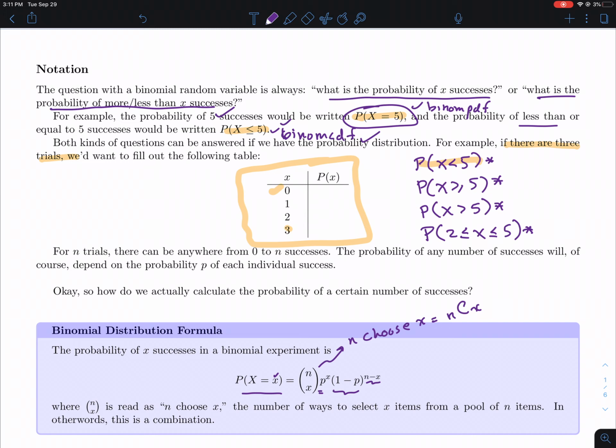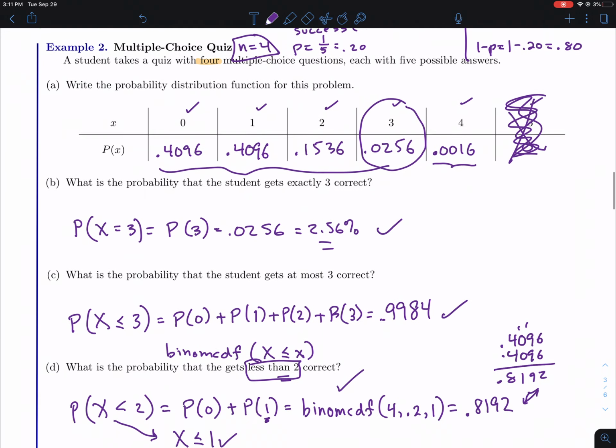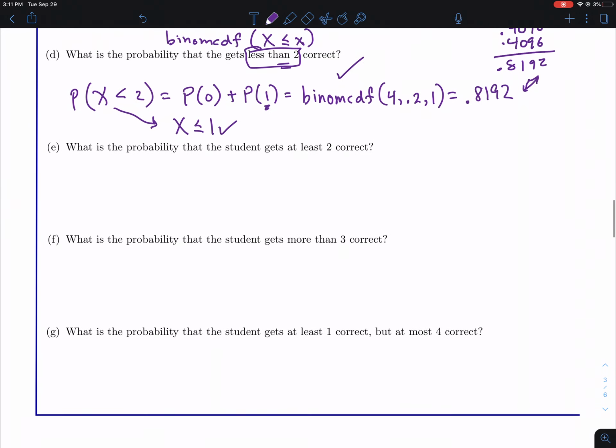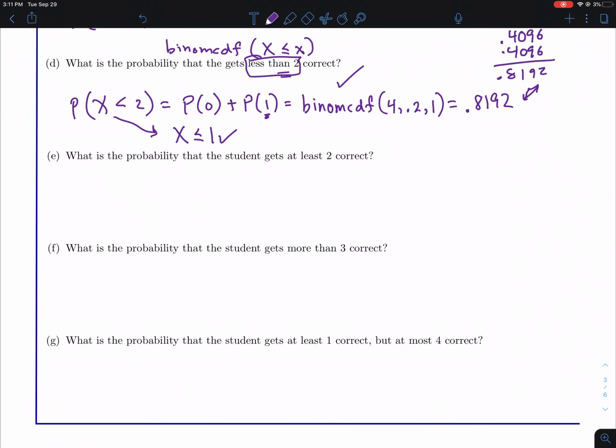So let's go down. I don't want to keep you in suspense for too long. So let's go check here. What's the probability that a student gets at least 2 correct? So at least is the same thing as 2 or more. So from an inequality perspective, this is going to look like greater than or equal to 2.